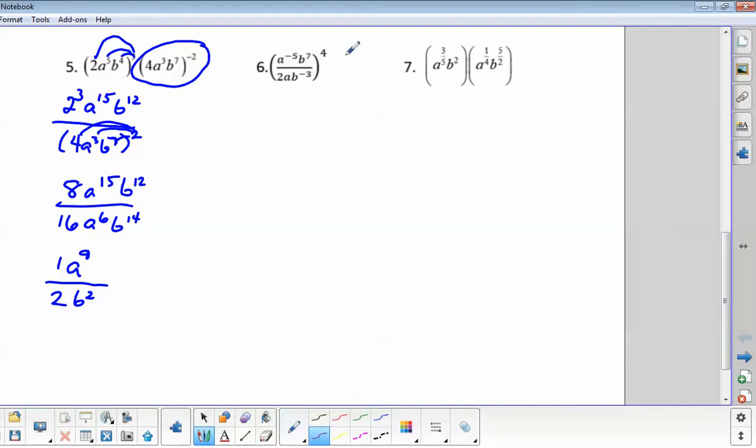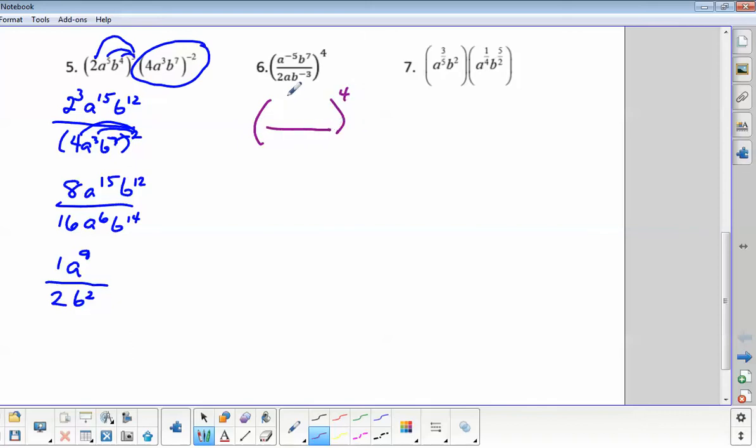Alright. In problem 6, you could deal with the 4 first, or you could deal with the inside first. I think it might be easier to just deal with the inside first. So anything that has a negative exponent, I like to move that to the other part of the fraction so it becomes a positive exponent. So here's my fraction. Don't forget about your 4.